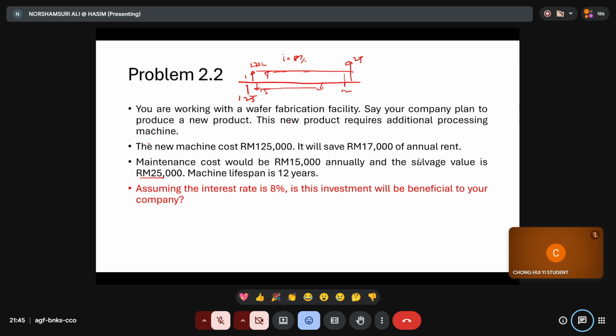Is the investment going to be beneficial to you or the company? If they ask whether the investment will be beneficial, you can use either present worth or future worth. You can also use any worth. It's up to you. Use the one that you like to show whether it is valuable or not.